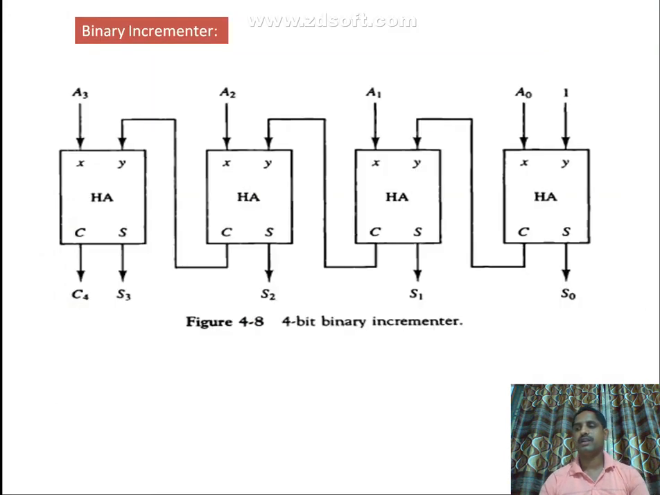Next, binary incrementer. The binary incrementer micro operation adds 1 to a number in a register. So for example, if a 4-bit register has a binary value 0110, after it is incremented it goes to 0111. This micro operation is easily implemented with a binary counter, that is a half adder. Every time the count enable is active, the clock pulse transition increments the register by 1. So A0, A1, A2, A3.